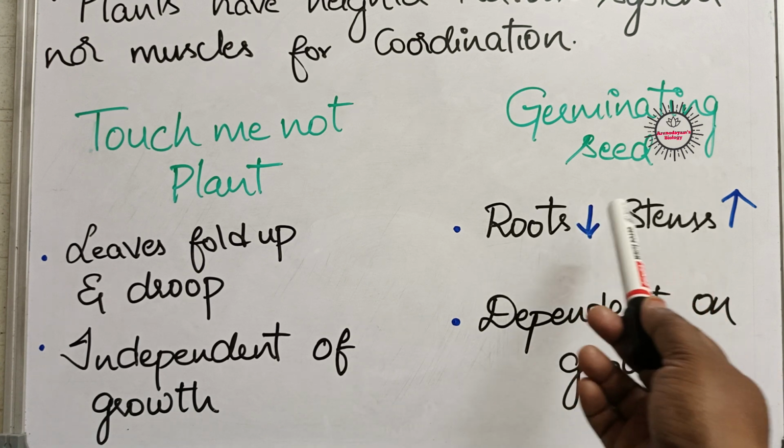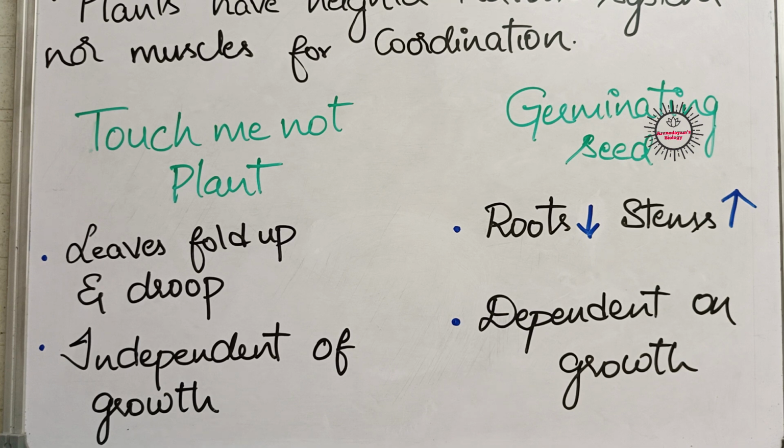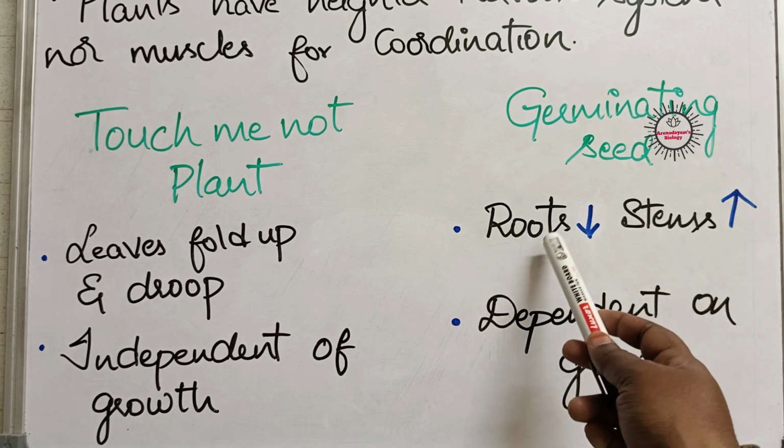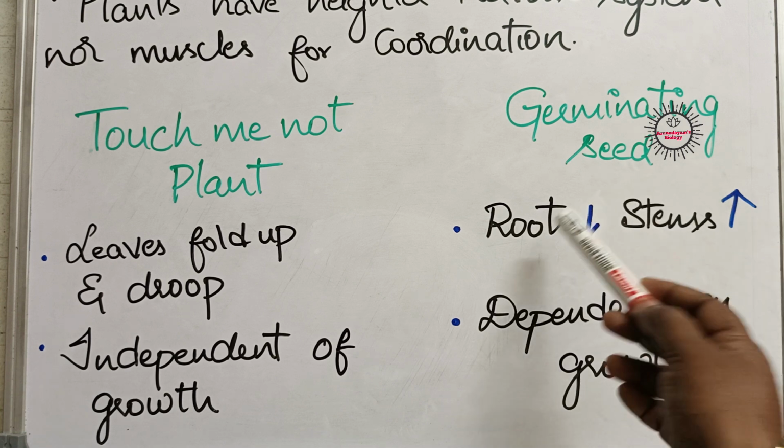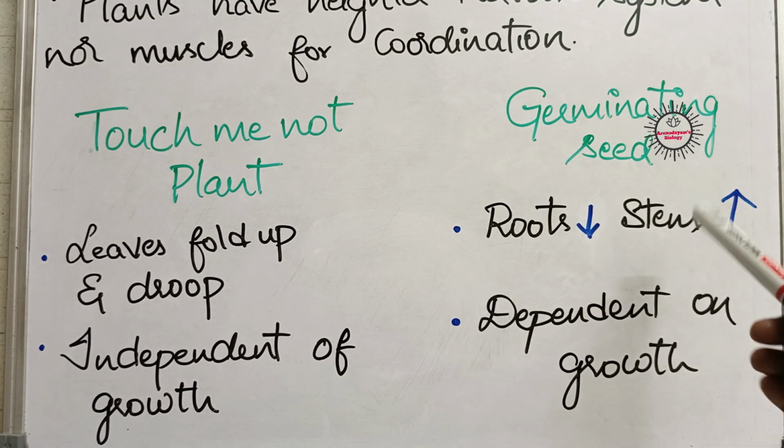In case of germinating seed, if we sow a seed in soil and water it, within 2 or 3 days we can observe a seedling. It has roots and stems. Roots always prefer to grow towards the soil and stems always grow away from the soil. That means roots grow downward and stems grow in an upward direction.